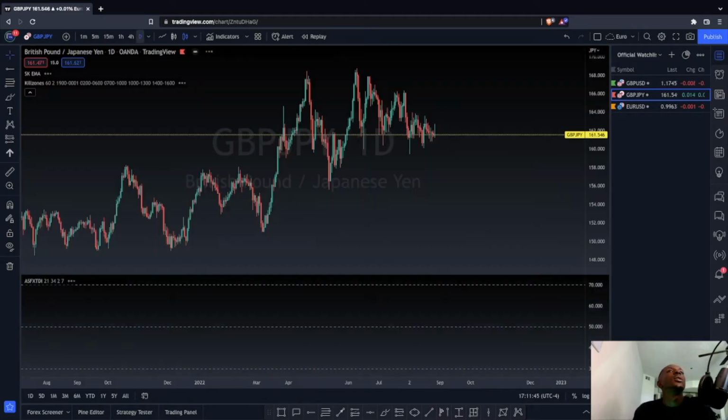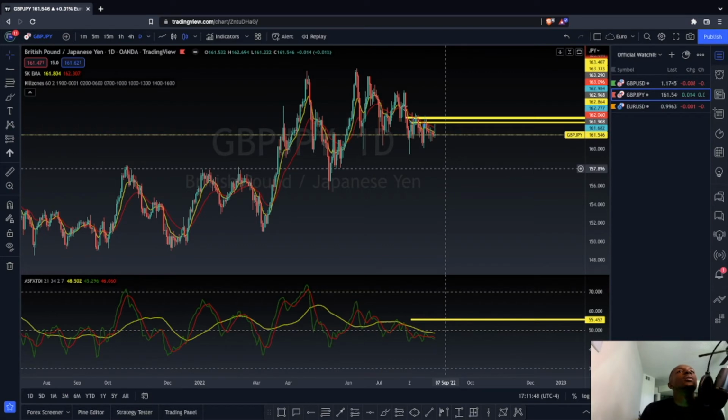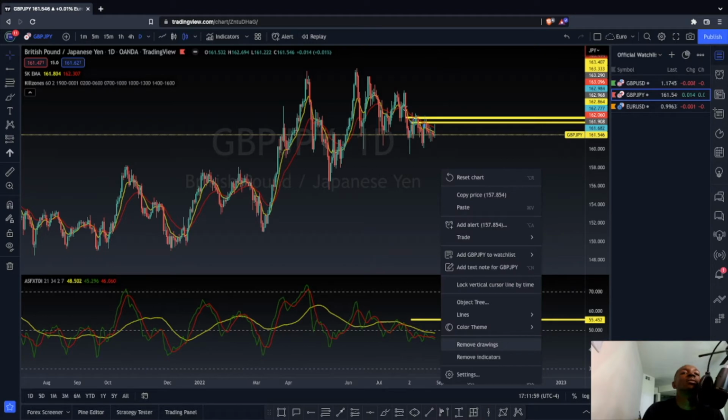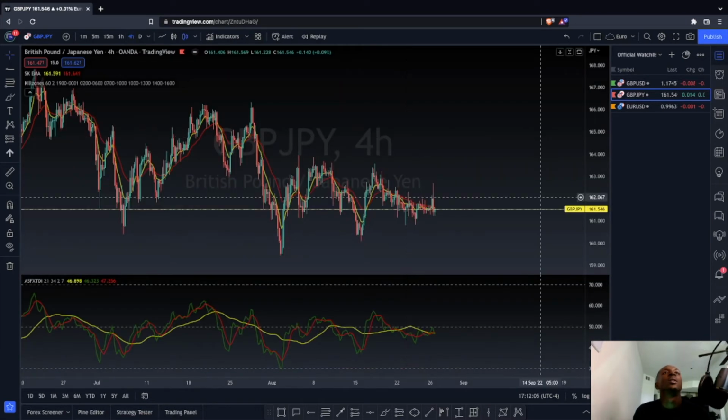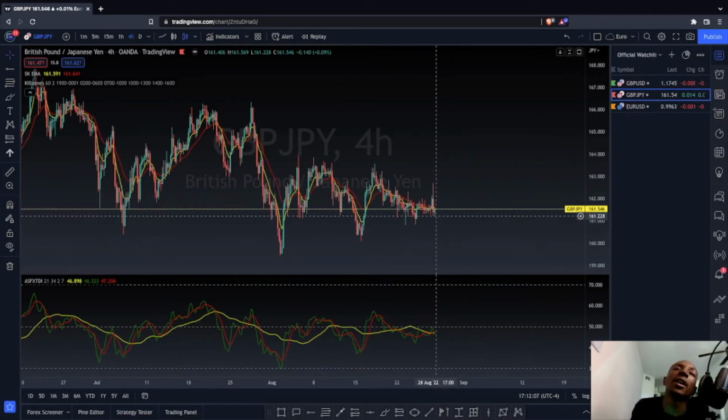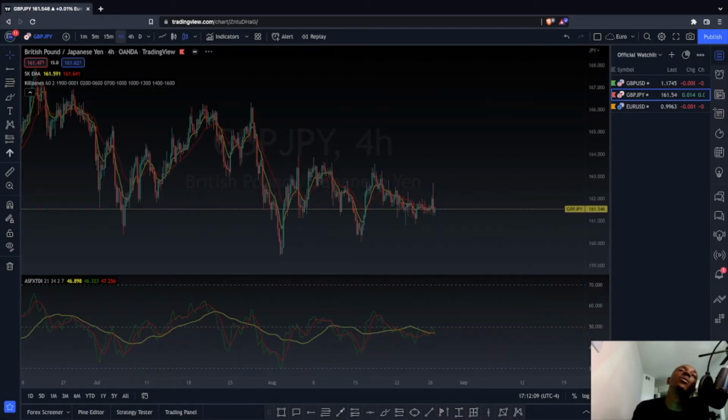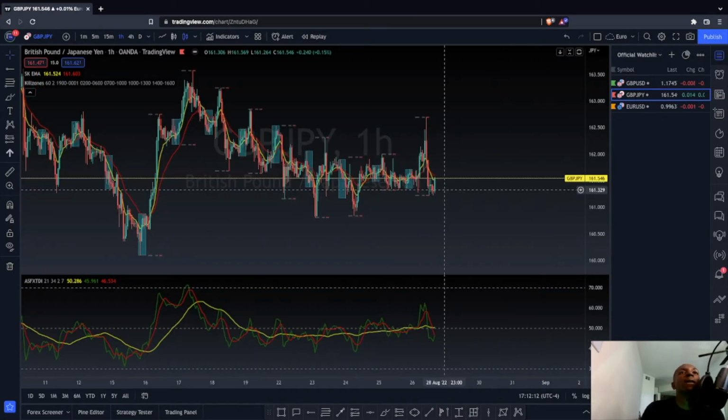Then pound yen. Daily. So on the daily, overall we are in an uptrend, but the EMAs are just stacked in the opposite direction and price closed below it. When I say the opposite direction of the uptrend, obviously I mean down, right? 4 hour, again, EMAs are stacked and price is below it. 1 hour, price closed just above that, but the EMAs are stacked. And then we drop down to the 15-minute.